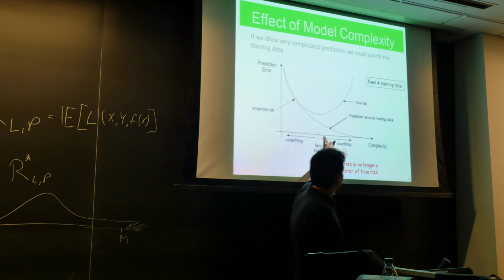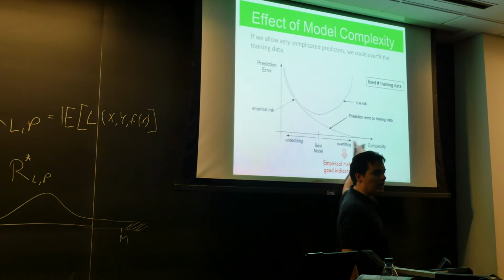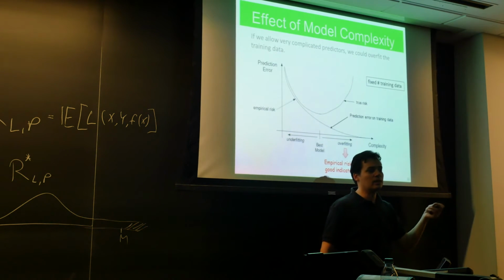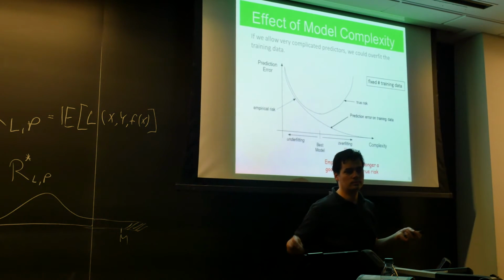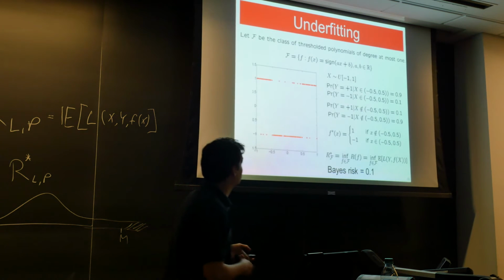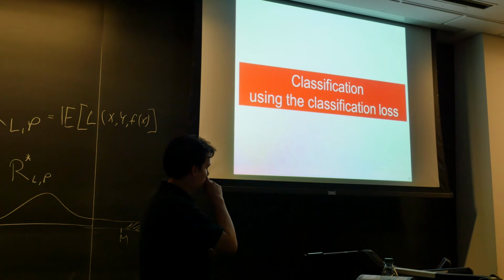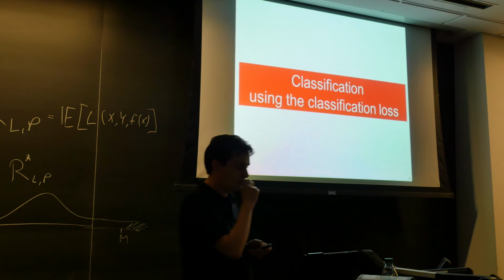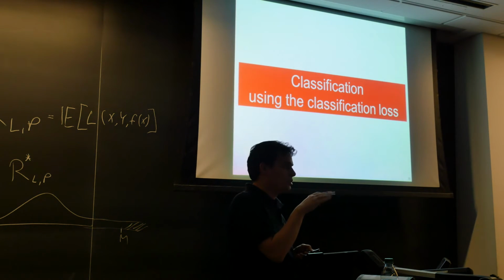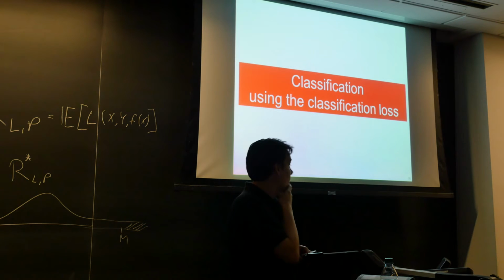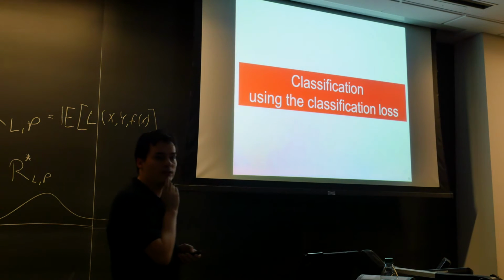Right, and if you consider these complicated models, then in this range the empirical risk is not a good indicator of the true risk anymore. Okay, so that was just the introduction of risk, empirical risk minimization, and the PAC framework. Now let's see how to use that in practice for classification.